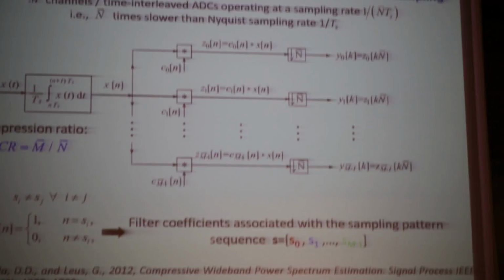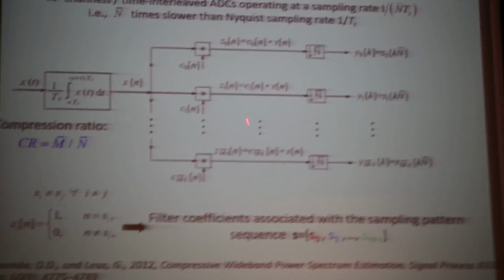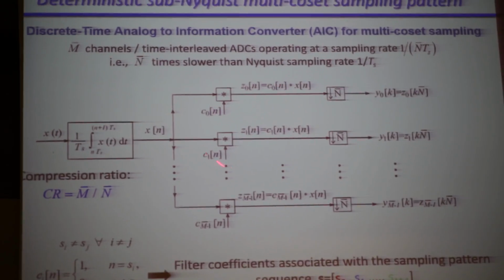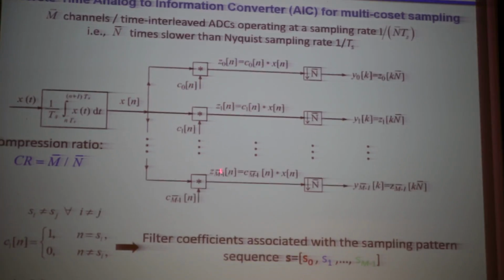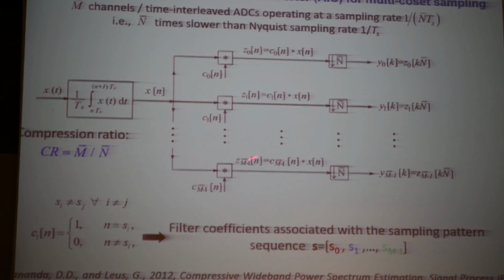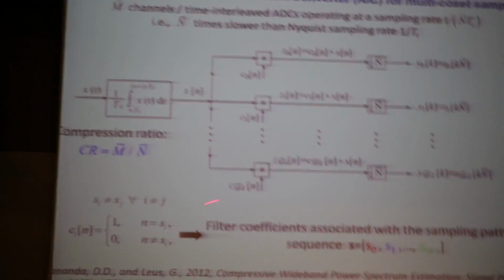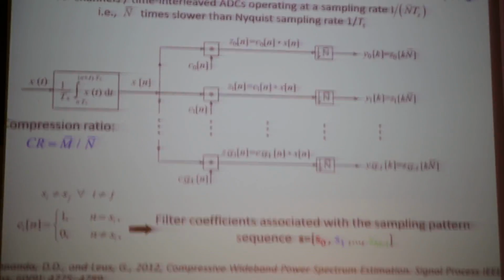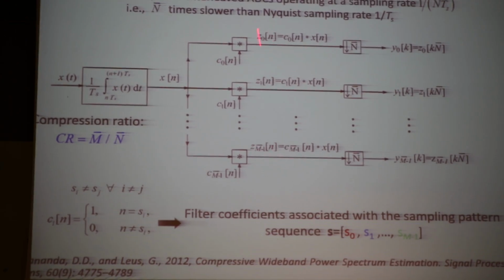Now, this is a depiction of how multi-coset sampling would look if we think of it in terms of a filtering operation. We have our signal entering n different channels and then downsampled by n, after being convolved with this sampling sequence: 1 when we want to choose a sample, 0 when we let it go. Of course, you may tell me, okay, is this doable?